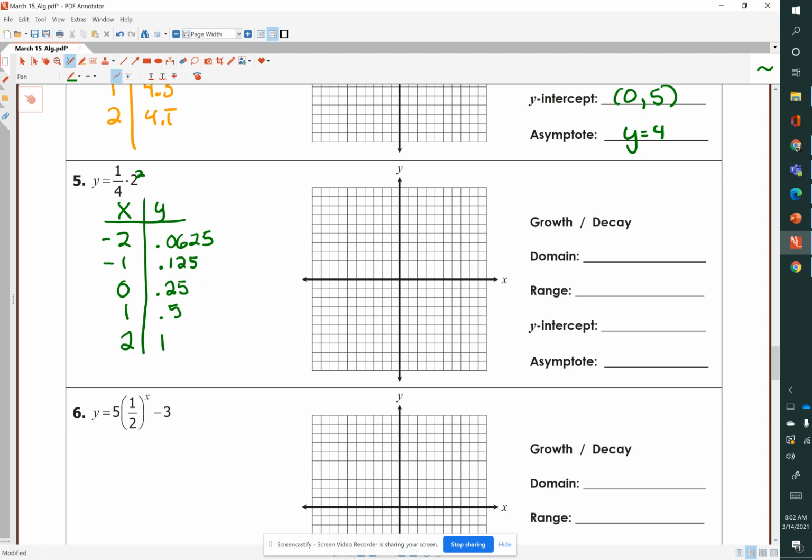So let's graph these values. We have 2, 1, 1, 0, 1/4, -1, 0.125. It's kind of hard to do it with this pen. -2, 0.625. This will be better when we see it with Desmos, but roughly this function will go like this.